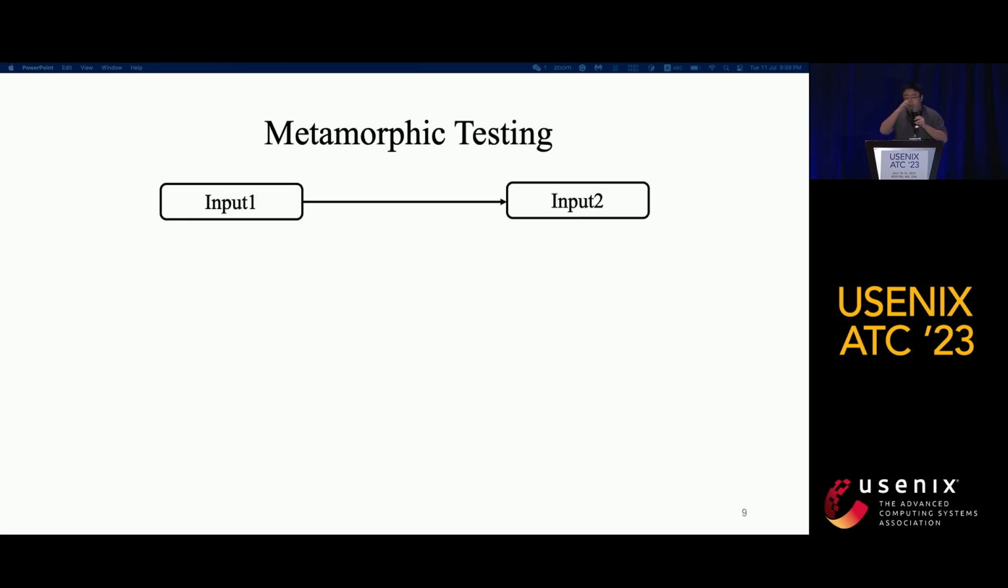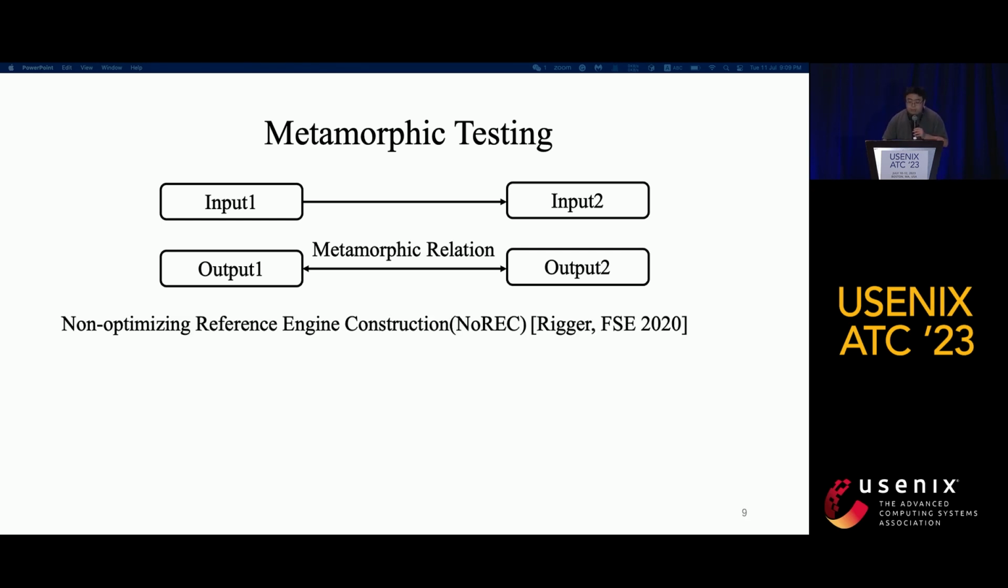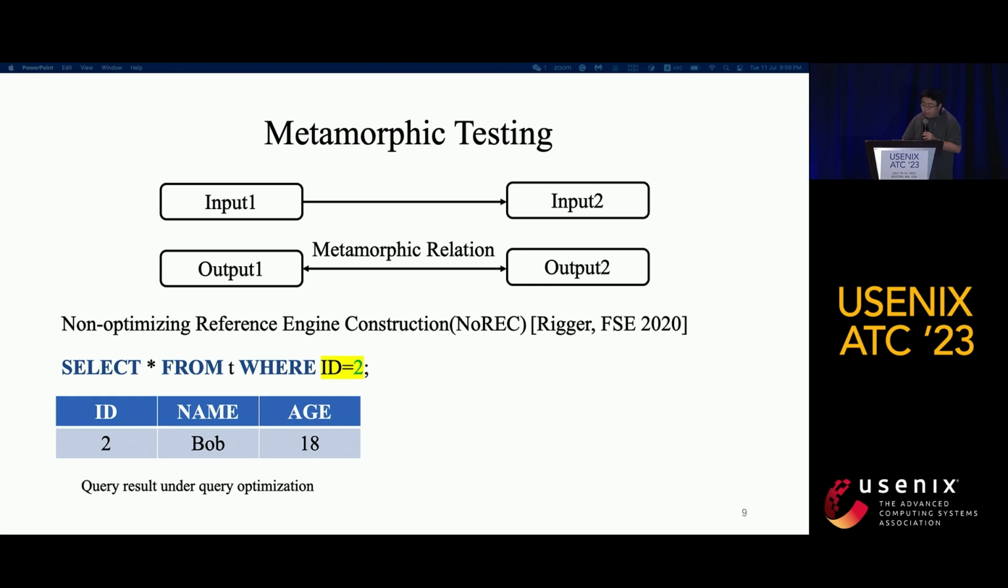And the third line of work is called metamorphic testing, which is also a very traditional but effective testing philosophy in the software testing area. Basically, they try to construct two inputs such that their outputs satisfy a given relation, and we call it a metamorphic relation. This is one of the typical works. Firstly, they will generate some input, a select-from-where statement here, and this statement is more likely to be optimized by the DBMS. And we assume that we get this result.